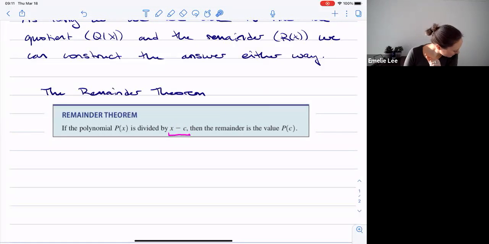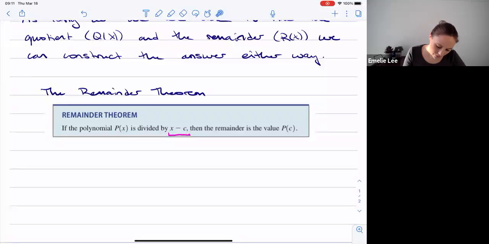But last day, the first example that we did was the only one that had that format of x minus c. So it's kind of a special case, I guess. And so if you have p of x over x minus c, and then you find q of x and specifically r of x, the remainder, then the remainder is the polynomial evaluated at c. That's kind of weird, but also kind of cool.